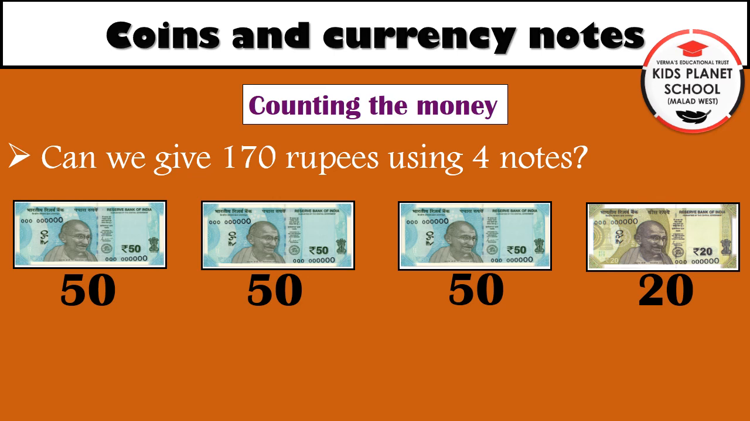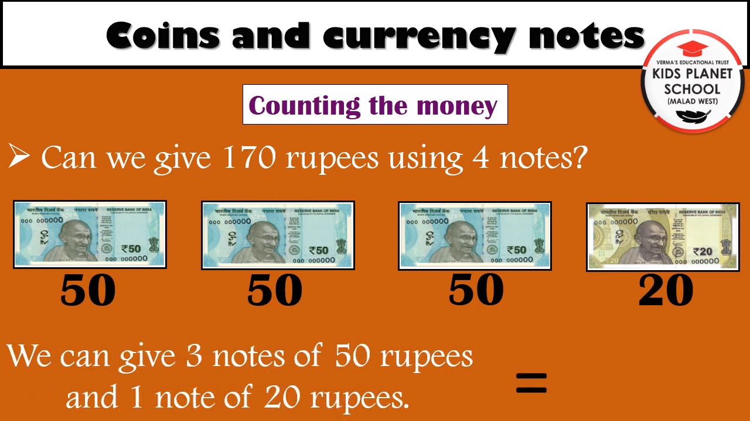So children, we can give 3 notes of 50 rupees and 1 note of 20 rupees to make it 170 rupees. In this way, we have used 4 notes to make it 170 rupees. So this was all about your topic, coins and currency notes.